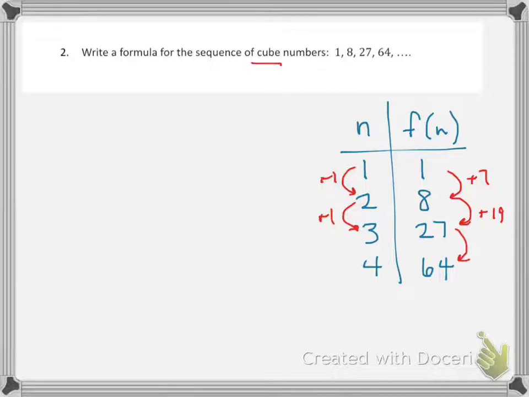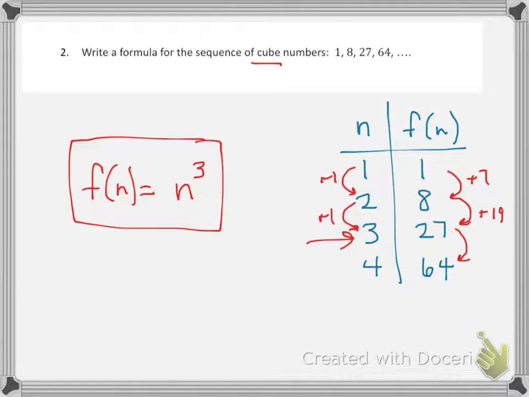They're cube numbers. So I can just say that the output, f of n, is equal to whatever the input is, n cubed. And to check it, I would just say, well, what if I cubed 1? 1 cubed is 1. Yeah, that's right. 2 cubed, that's 8. Yep, that's right. If I look here, 3 cubed, 3 times 3 is 9. 9 times 3 is 27. So there is the formula, right?